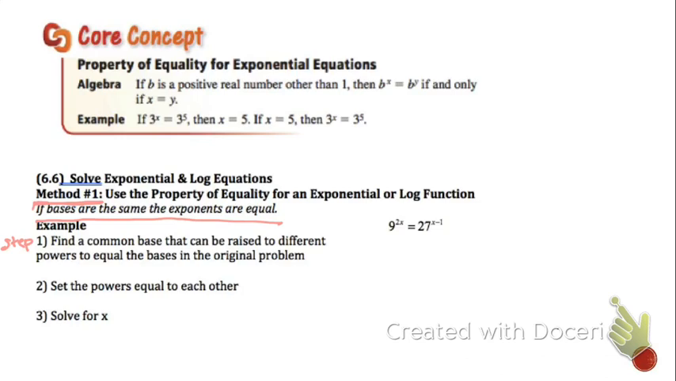Okay, so using method number 1, we're going to solve exponential and log functions. Use the property of equality for an exponential or log function. If the bases are the same, then the exponents are equal. So, for example, we're going to work on this one, 9 to the 2x equals 27 to the x plus 1. Our first step is to find a common base that can be raised to different powers to equal the bases in the original problem. I know that 9 can be rewritten as 3 squared, and 27 can be rewritten as 3 to the 3rd. So I'm going to rewrite those numbers.